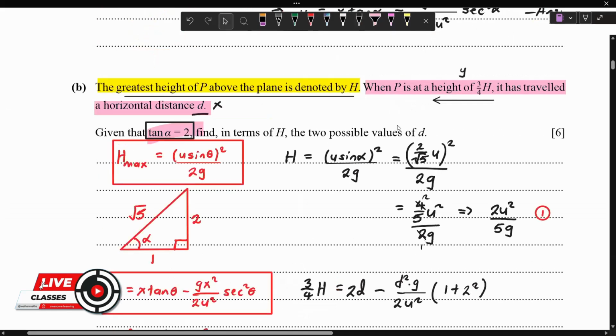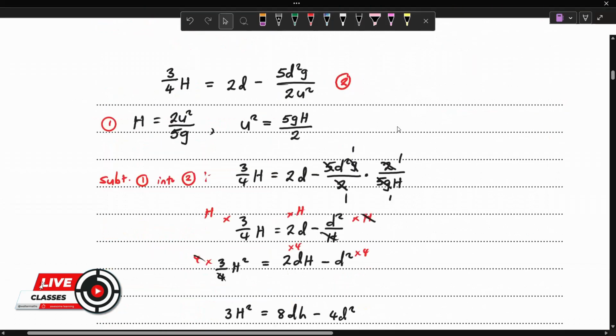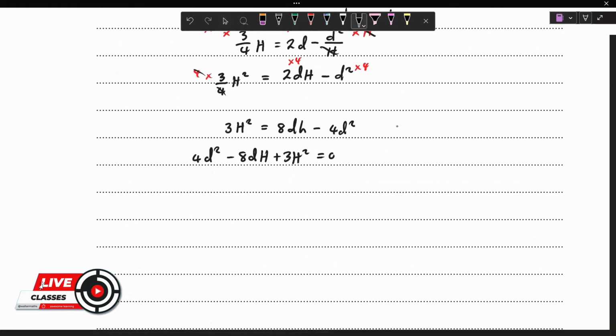Now remember, what the question says is we should find the 2 possible values of d. We can factorize this. For factors of 4d squared, that's 2d and 2d, and we will have 3h and h, then minus and minus. So the possible values: either 2d minus 3h is equal to 0, or 2d minus h is equal to 0.